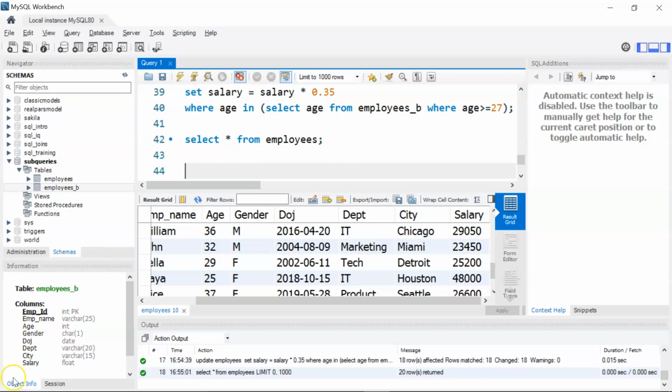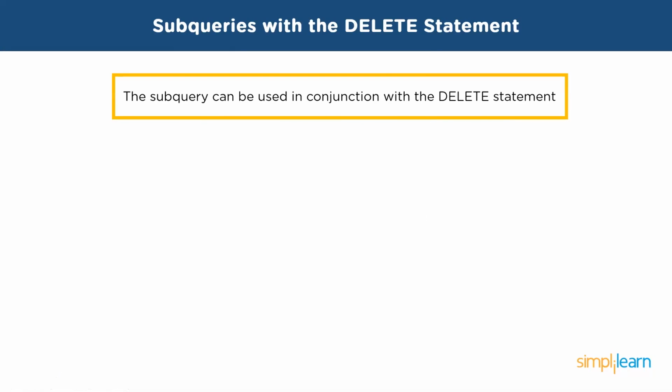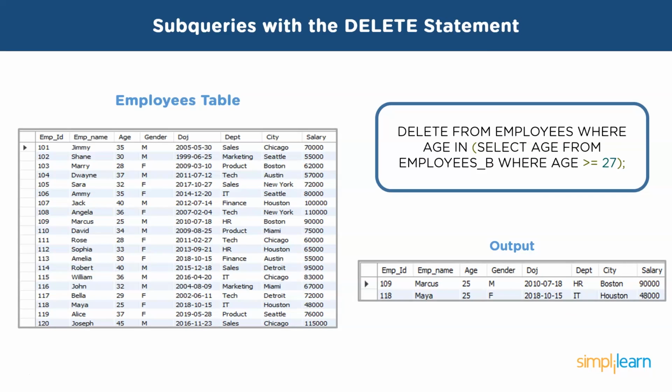now let's go back to our slides again. As you can see, we got the same output on our MySQL Workbench. Now let's explore how you can write subqueries with the delete statement. Subqueries can again be used in conjunction with the delete statement. This is how the basic syntax of a delete query using a subquery would look. You write delete from the table name, where clause, the operator, value, followed by the inner query within brackets. Here we are going to use the employees table, and we'll delete the employees whose age is greater than or equal to 27. So let's see how you can do it.